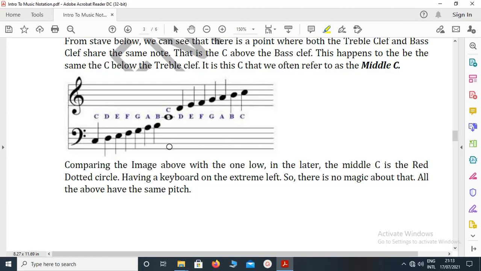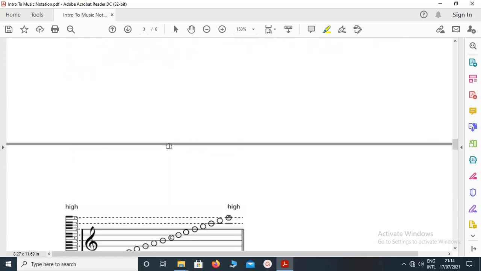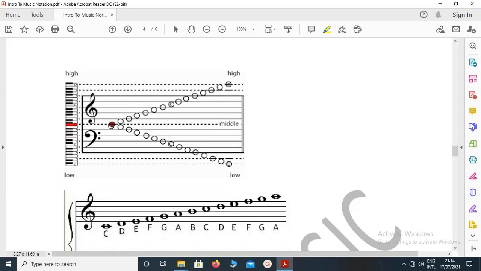Comparing the image above with the one below, the middle C is the red dotted circle, having a keyboard on the extreme left, so there is no magic about that. All the above have the same pitches. So when I was talking about it, that this is the middle C, at this point, the pitch is the same. When you try to move up, the pitches will be changing. When you try to move down, the pitch will continue changing. But here, the note will be the same.